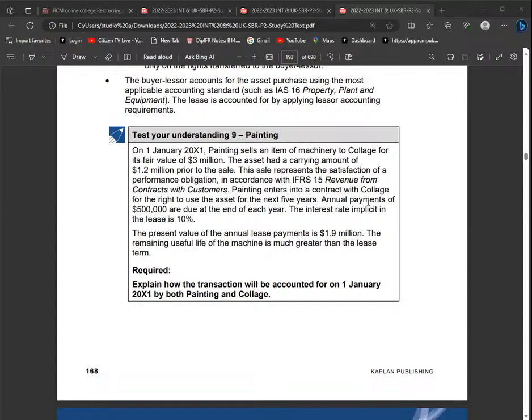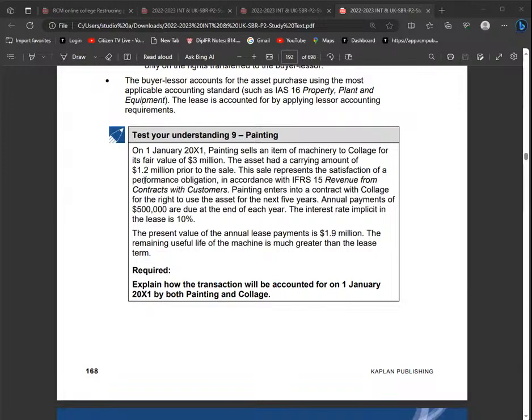Then we are told painting enters into a contract with college for the right of use of the asset. Painting, in this case, is the one that sold. And now they are entering into a contract with this company called College for the right of use, so leasing. They sold, now they are leasing it back. So it's a sale and lease back.